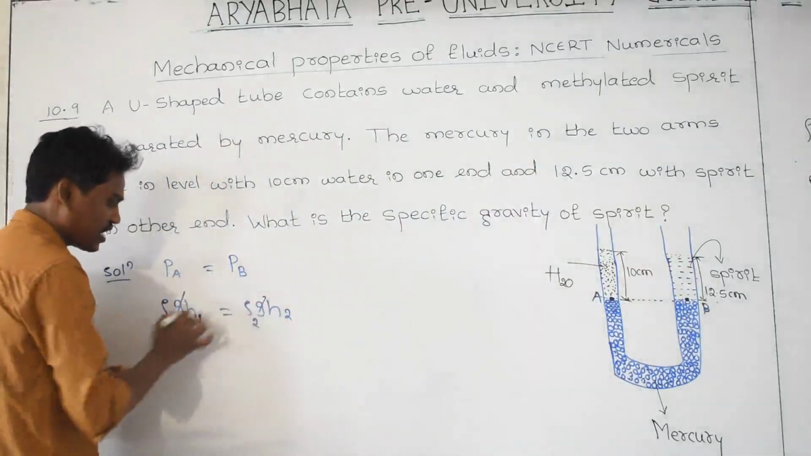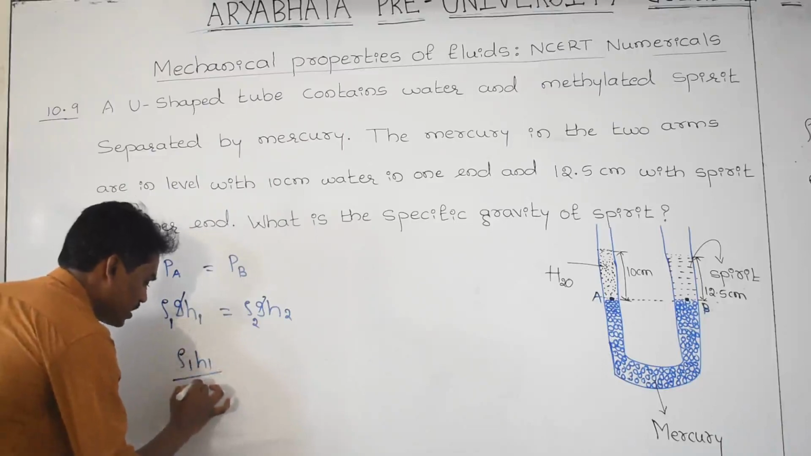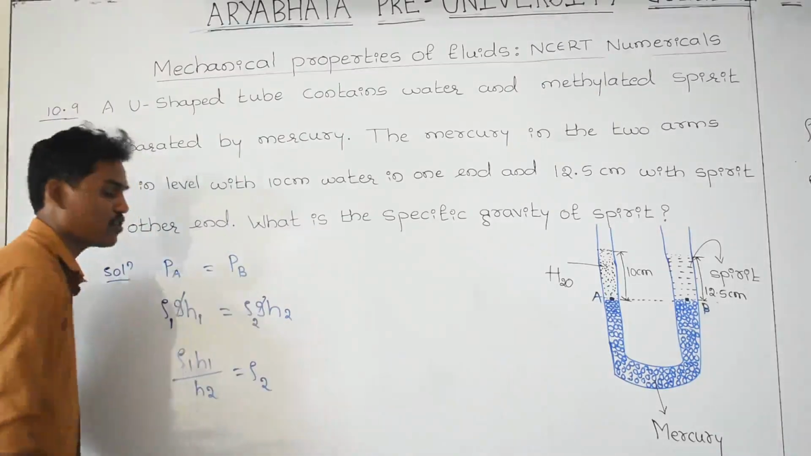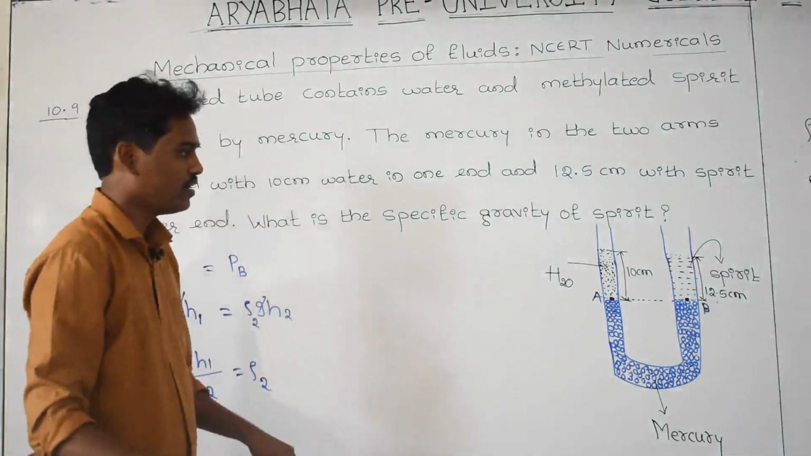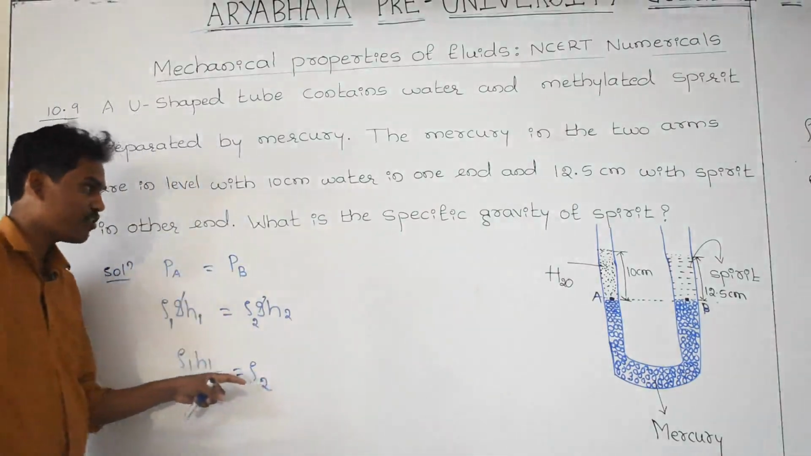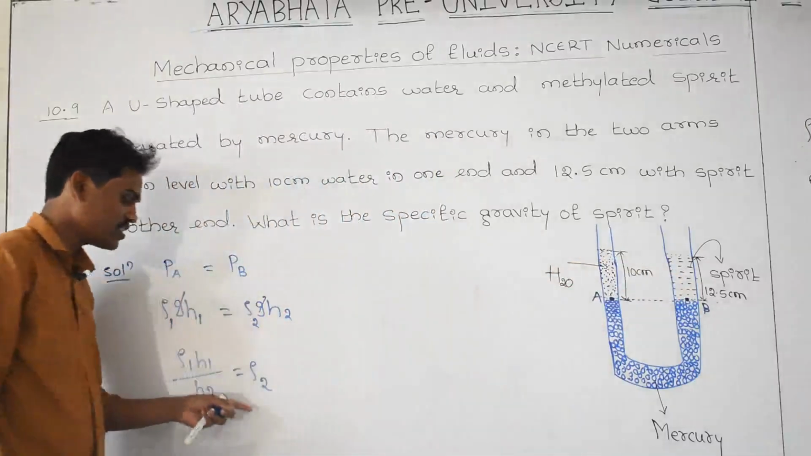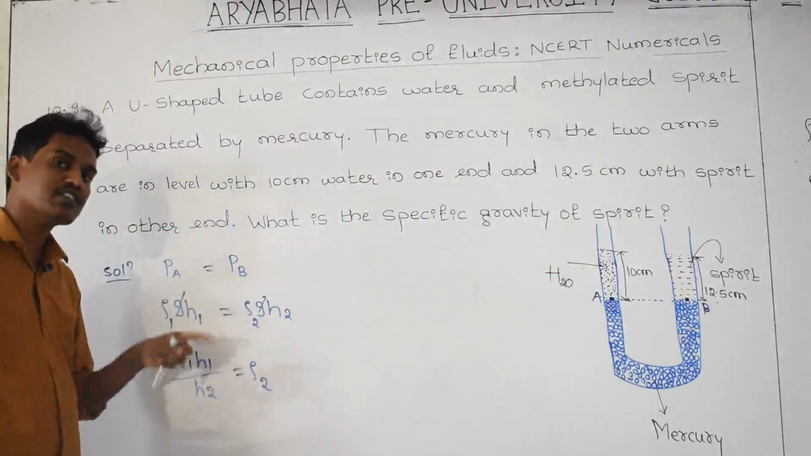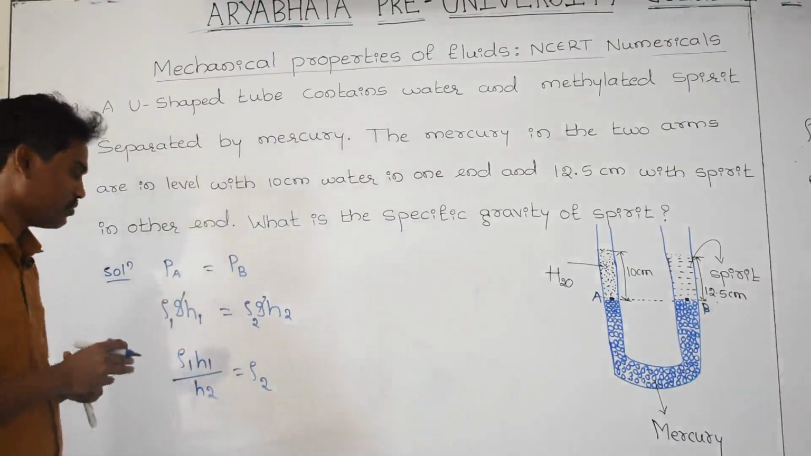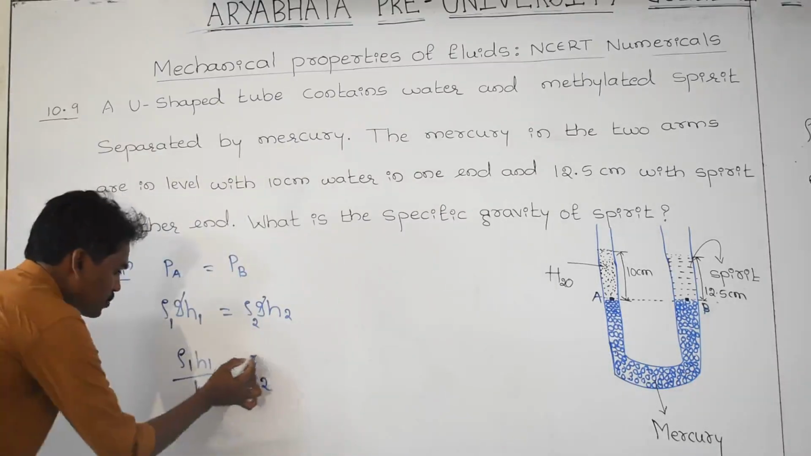Therefore, g and g get cancelled, and rho 1 into H1 divided by H2 is equal to rho 2. Rho 2 you need to find out because, here instead of water and spirit, whose specific gravity do we have to find out? The specific gravity of the spirit. First you need to find the density of that spirit. If you get the density of the spirit, it is easy to find the specific gravity or relative density. Substitute all the values. This is water density, this is spirit density.